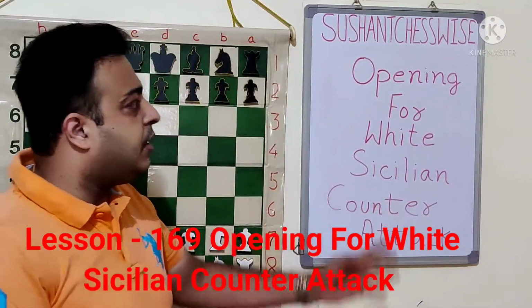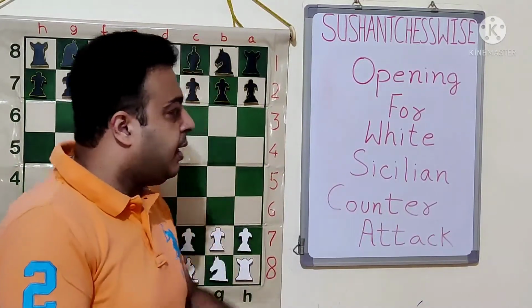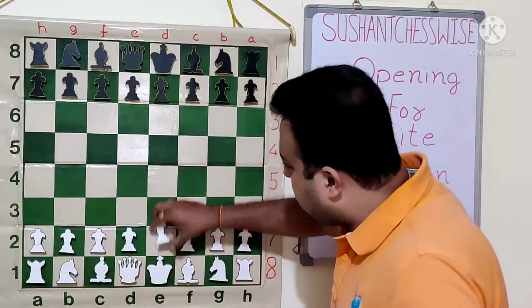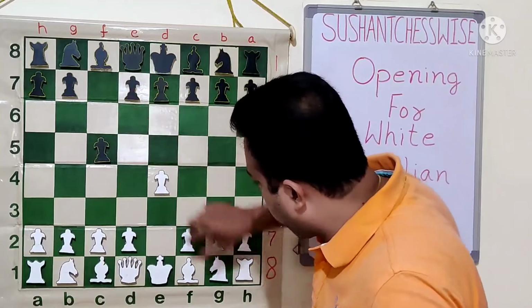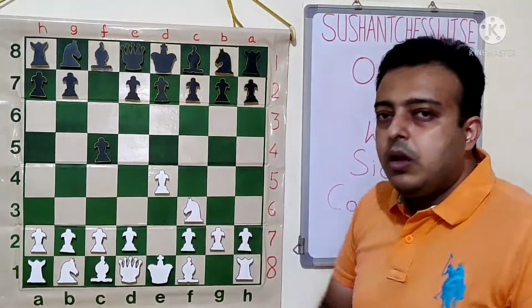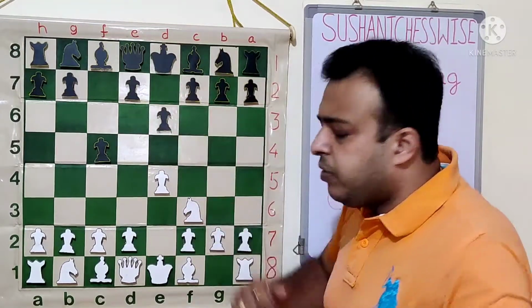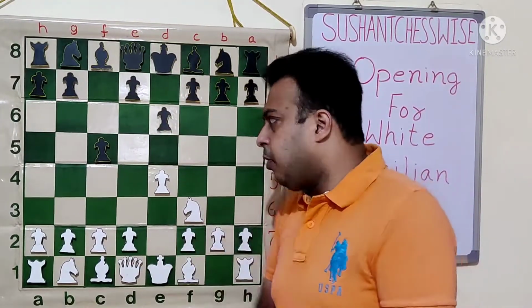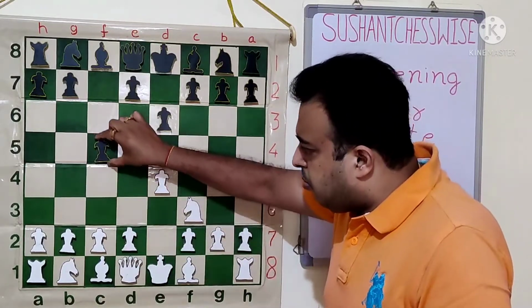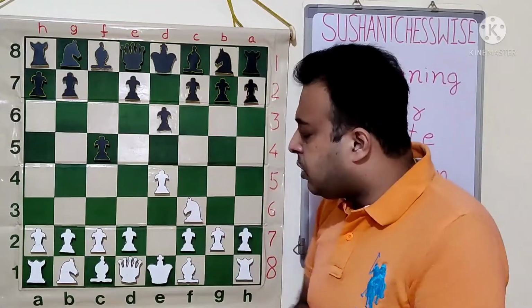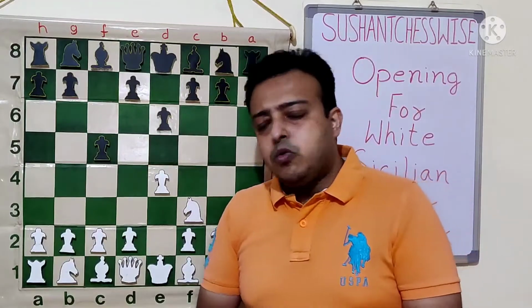Today we are going to look at the next topic, that is the opening for white, and we are going to look at the Sicilian counter attack. Let us see what is Sicilian counter attack. After the moves e4, c5, Nf3, we are about to learn the Sicilian Paulsen. The move e6 can take us to Sicilian Paulsen, and before we start learning the lines of Sicilian Paulsen, I thought this is a side line which is called the Sicilian counter attack. We should know about it.